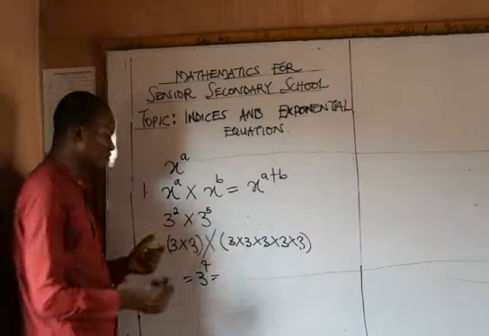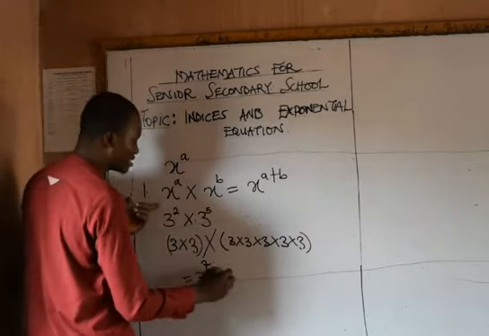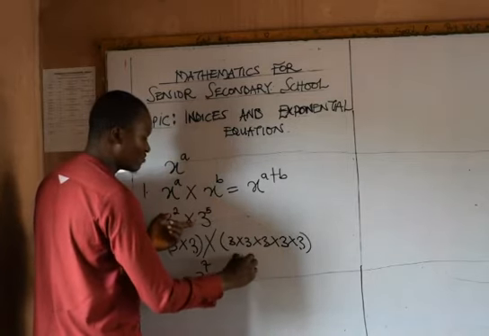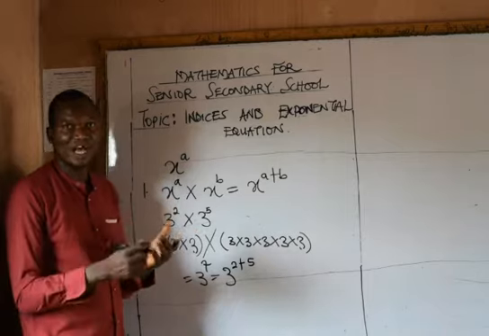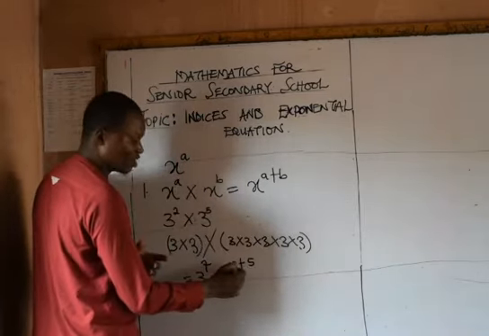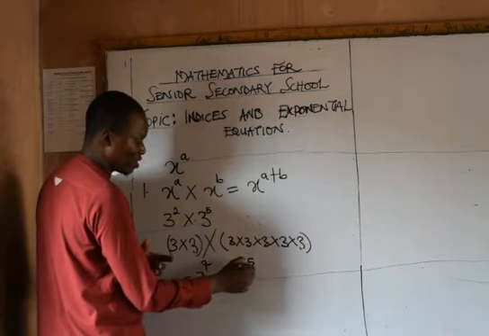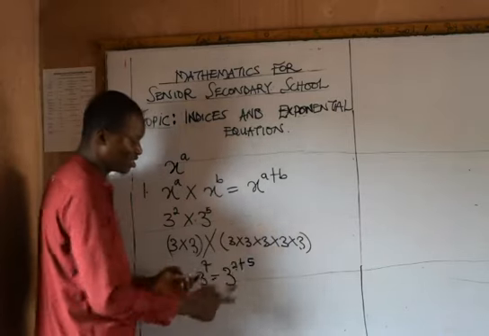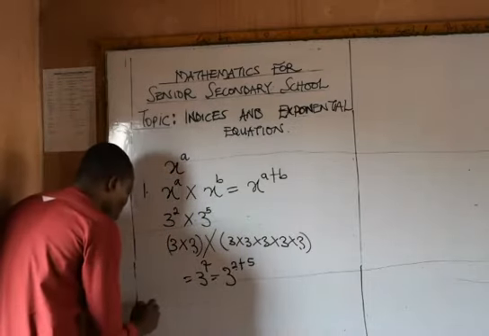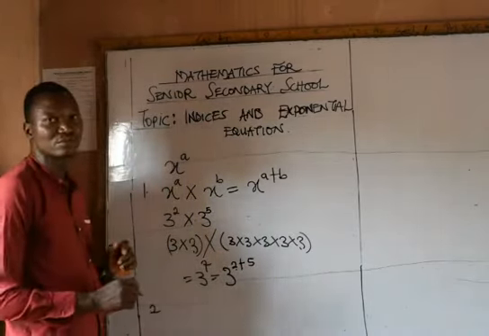of indices to solve it by writing it as 3 raised to the power of 2 plus 5. Then we have 2 plus 5 equals 7. So 3 raised to the power of 2 times 3 raised to the power of 5 equals 3 raised to the power of 7. Thank you. We take the second law.